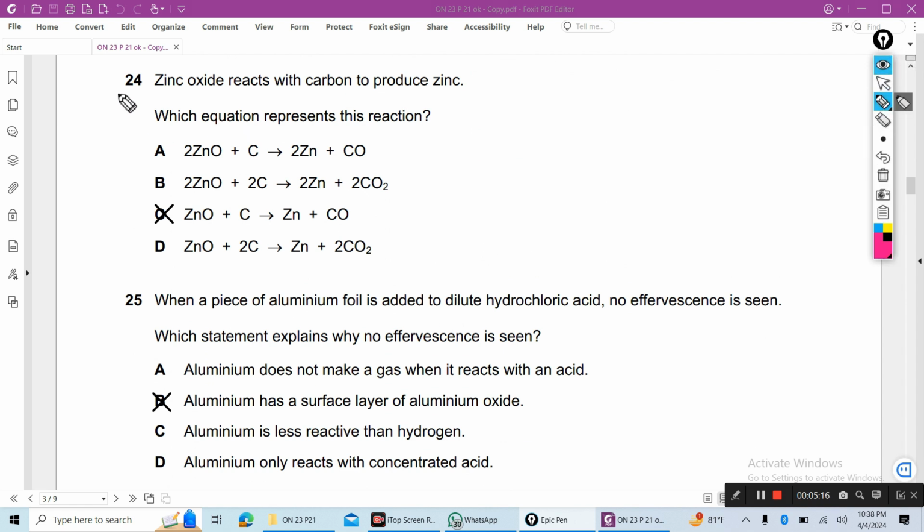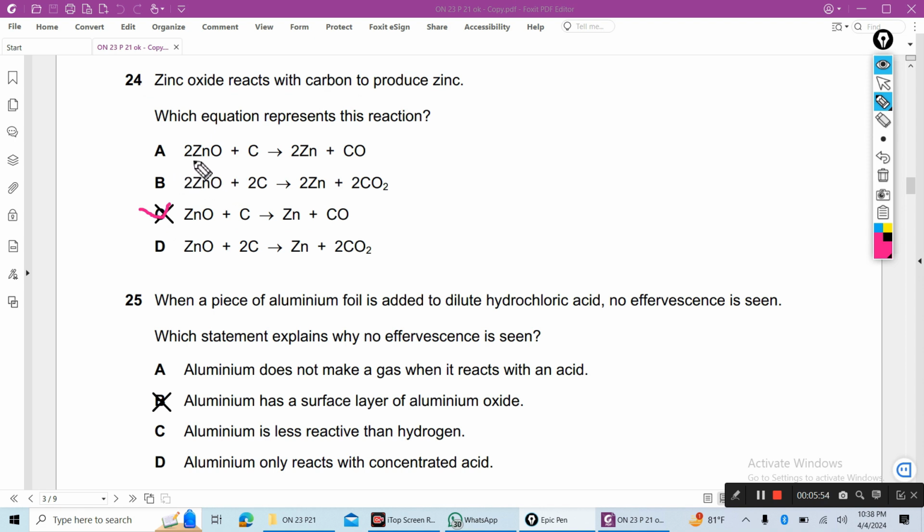Next, 24. Zinc oxide reacts with carbon to produce zinc. Which equation represents this reaction? C is the correct answer. Zinc oxide reacts with carbon to produce zinc and carbon monoxide. Here zinc oxide is reduced by carbon. Zinc oxide is reduced to zinc because oxygen is lost. Carbon is oxidized to carbon monoxide because oxygen is added. So C is the correct answer.